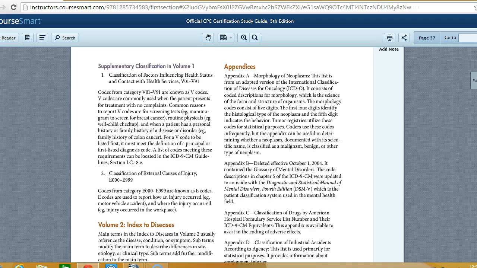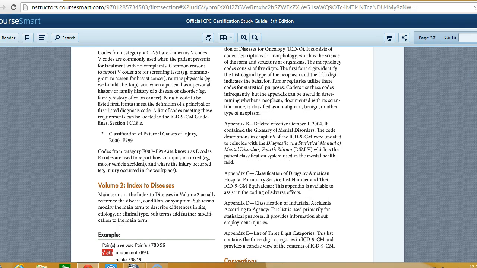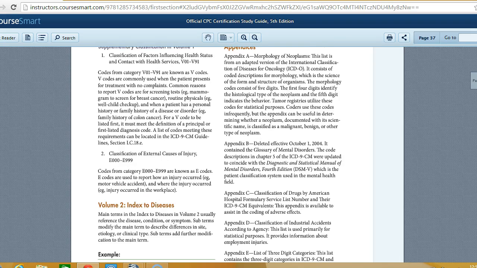Now, volume 2 is your index to disease. You know, with any of our coding, we choose the main term first. Then we go and we look it up in the index, the alphabetic index. So when we find it in the alphabetic index, then we go and verify it in the tabular list of diseases. Because one of the cardinal rules of coding, besides if it's not documented, it's not done, is we never code directly from the alphabetic index.